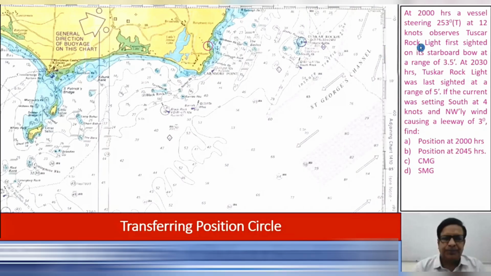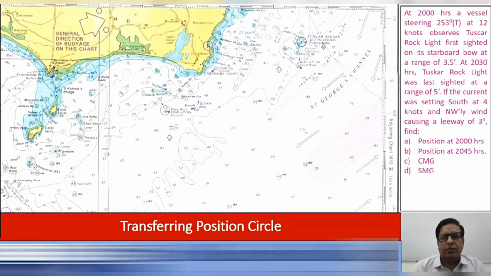Let's proceed ahead now. You see, we have two position circles, one at 2000 and another one at 2030. Current is there and wind is also there. One position circle at 2000 hours where Tusker Rock Light was first sighted shall be drawn with Tusker Rock Light as the center and first sighting range of 3.5 miles as radius. At 2030, we get another position circle with Tusker Rock Light as the center and the last sighting range of 5 miles as the radius.